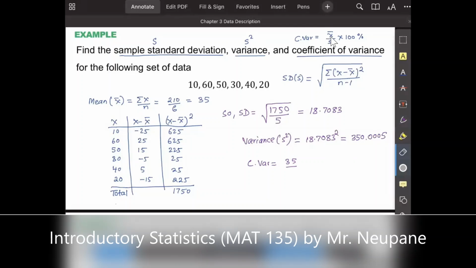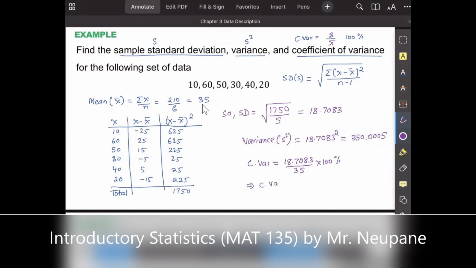How do you find the coefficient of variance? Standard deviation divided by mean. I wrote that formula wrong, so rewrite it again. It is standard deviation divided by mean. So here also, it will be standard deviation first, which is 18.7083, divided by mean. Mean is 35. And multiply that by 100 to get the value in percentage.